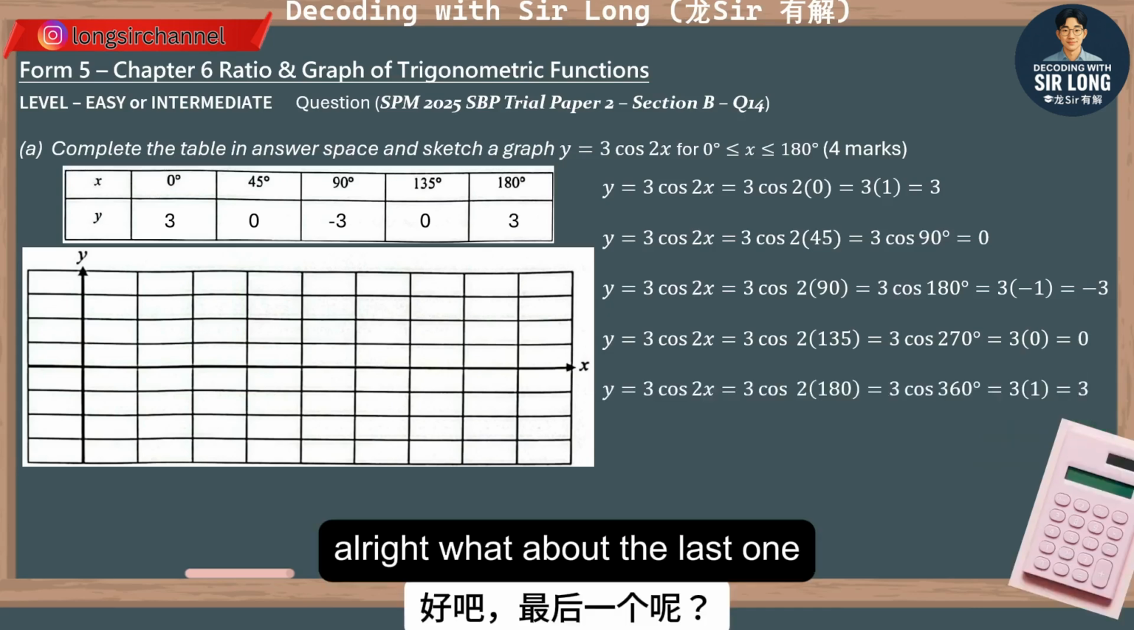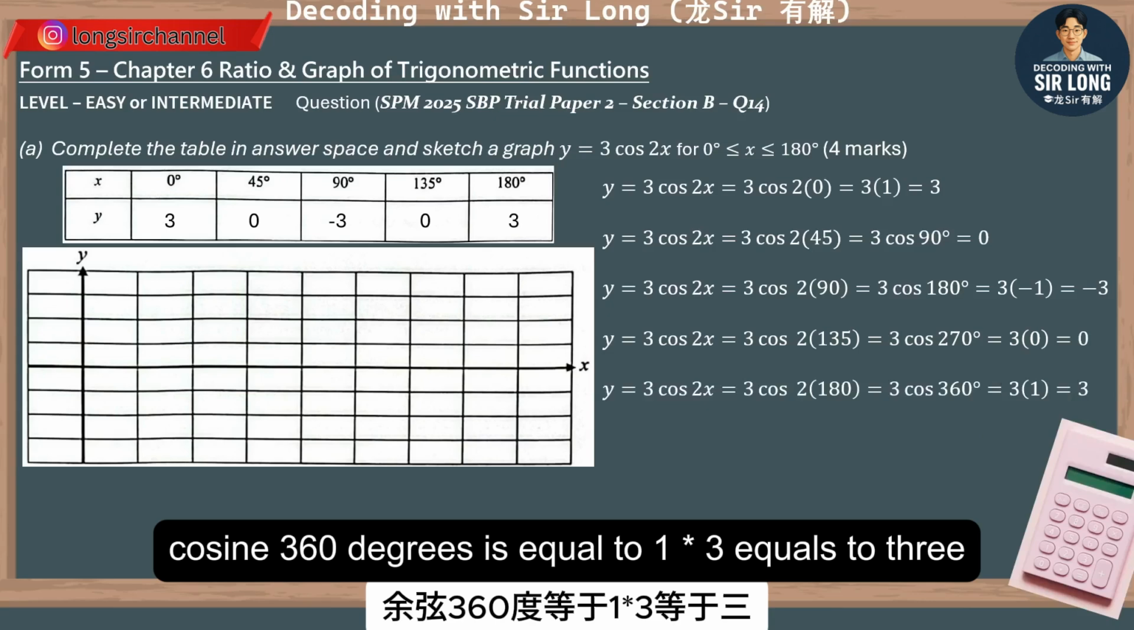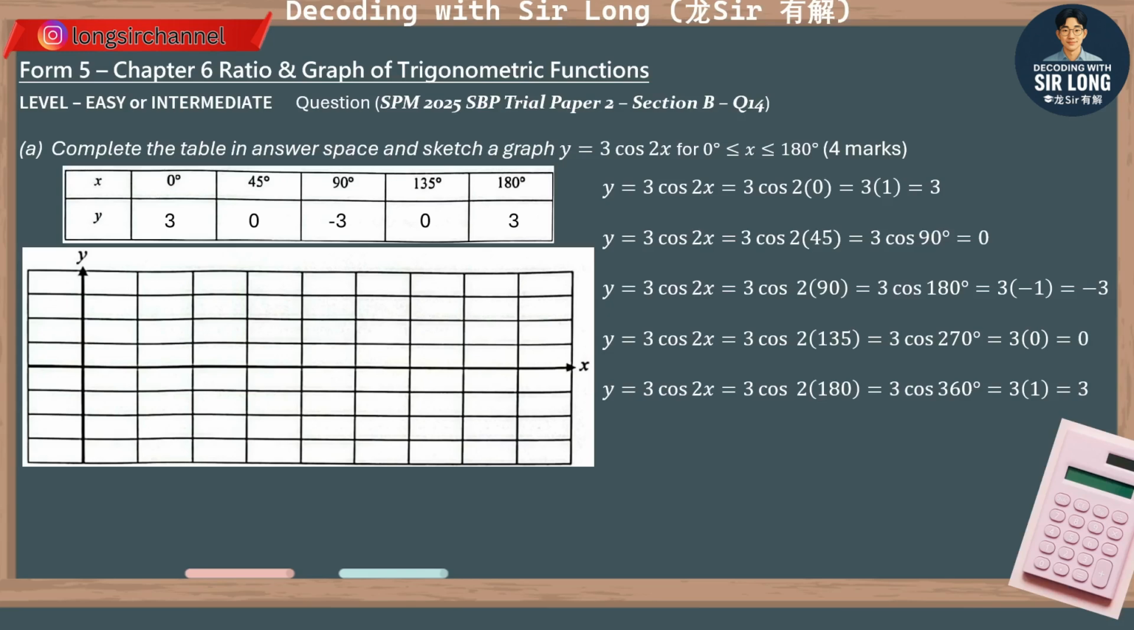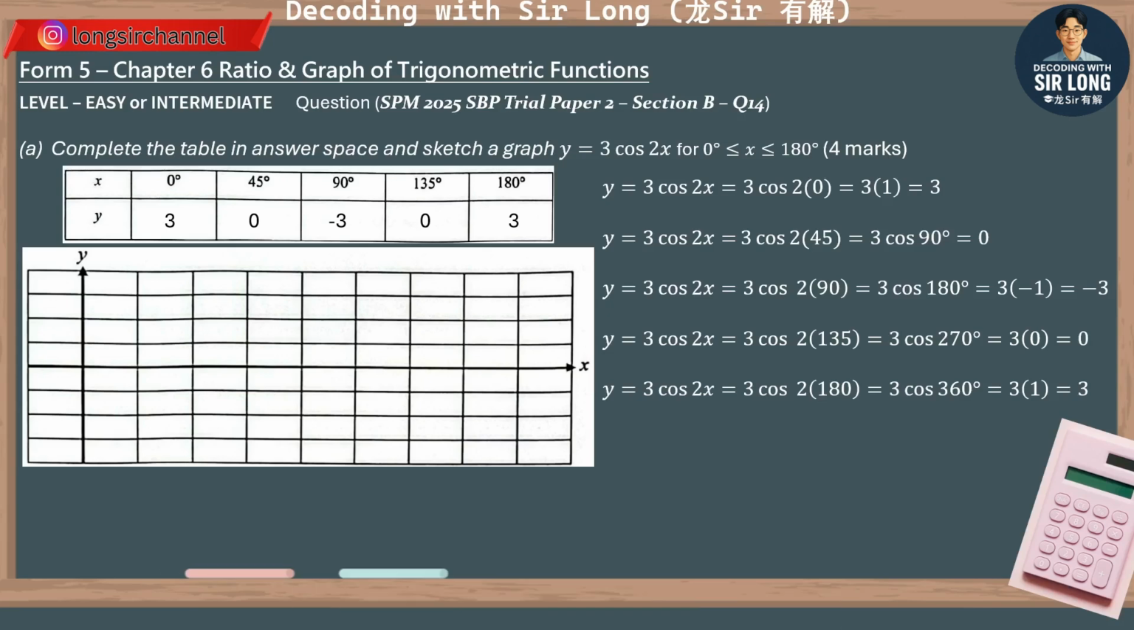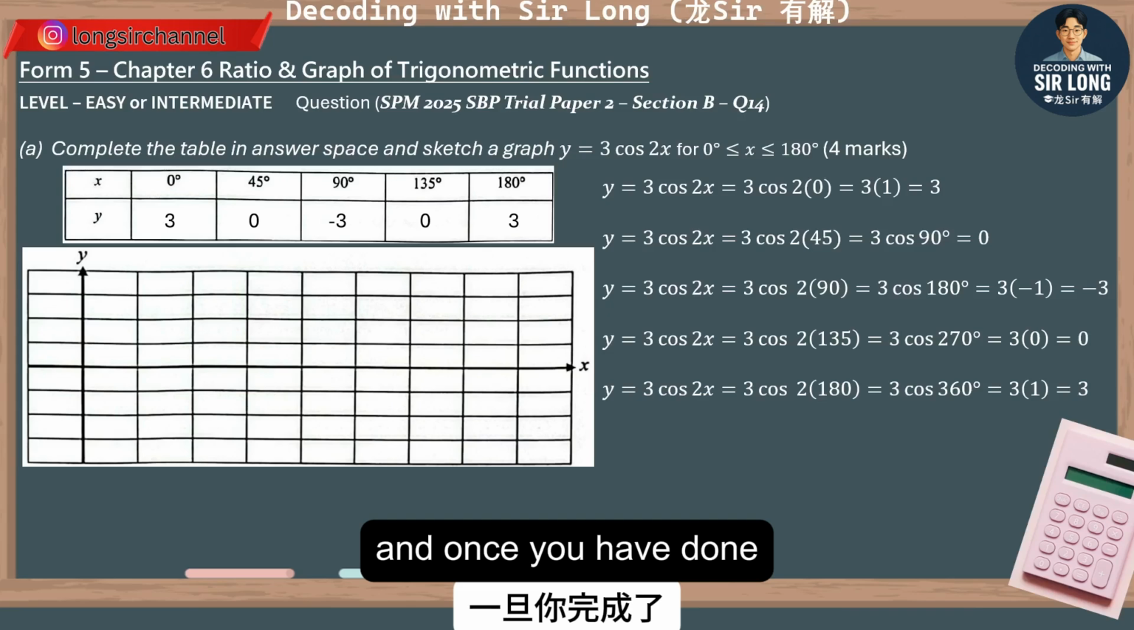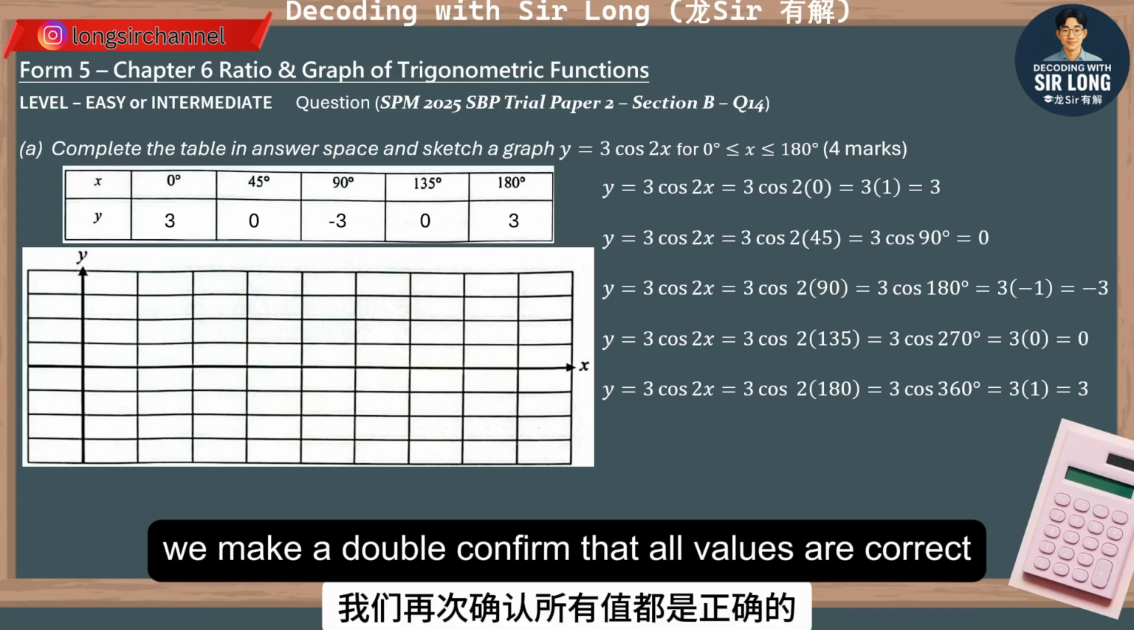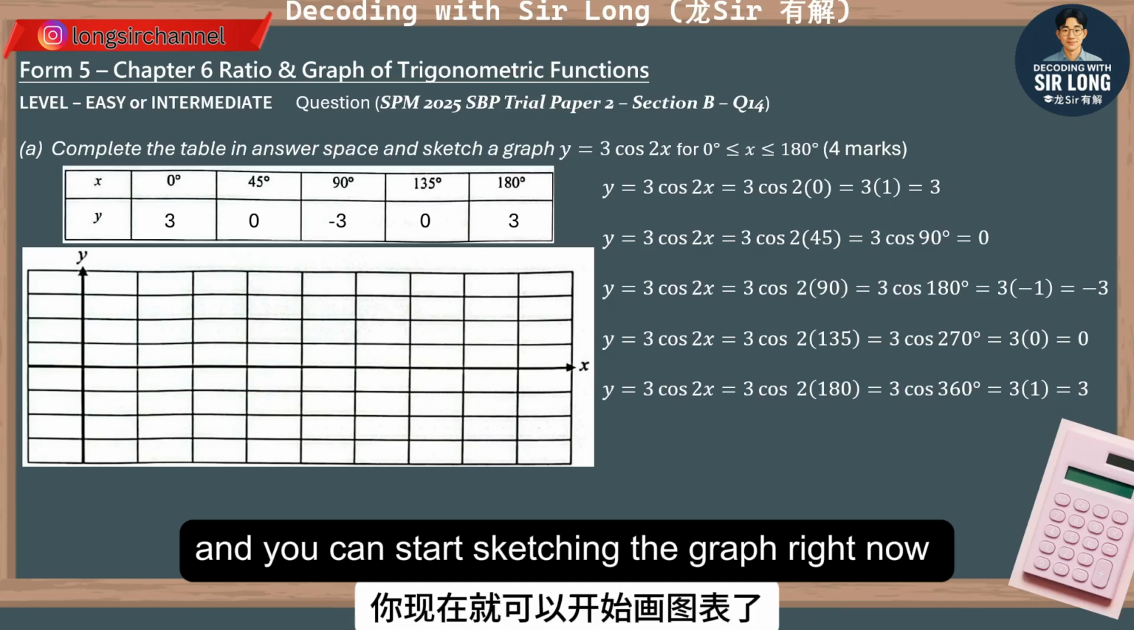What about the last one? Cosine 360 degrees is equal to 1, times 3 equals 3. Okay, so down to here, we have obtained all the corresponding y values. Once you have done that, double confirm that all values are correct, and you can start sketching the graph right now.